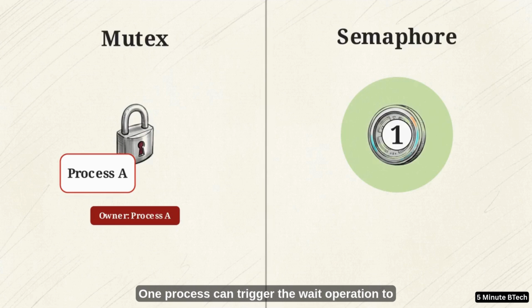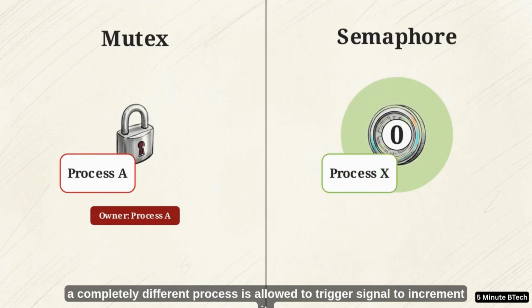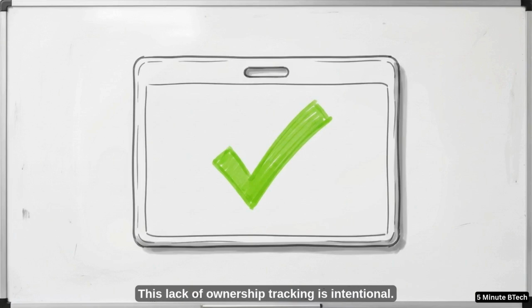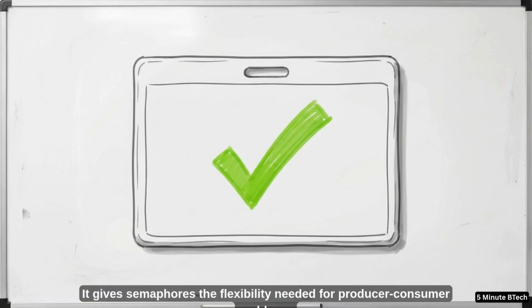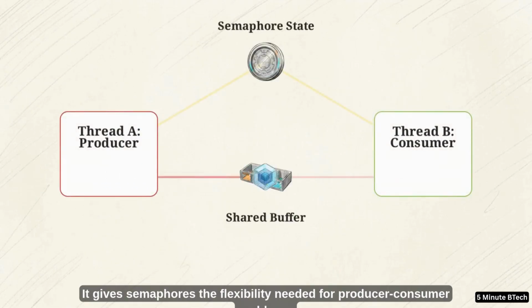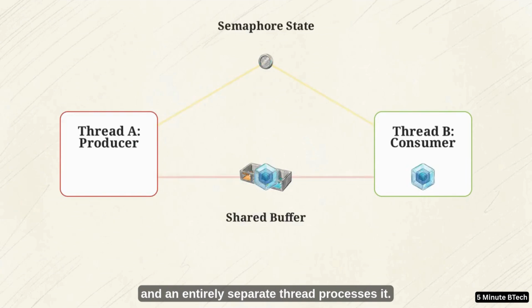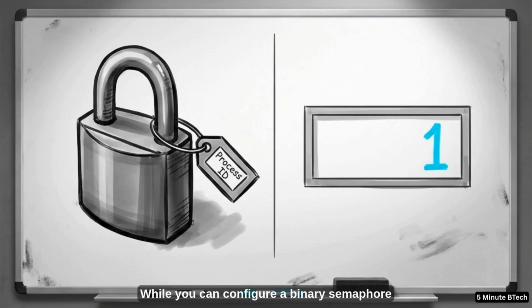One process can trigger the wait operation to decrement the counter, while a completely different process is allowed to trigger signal to increment it. This lack of ownership tracking is intentional. It gives semaphores the flexibility needed for producer-consumer problems, where one thread creates data and an entirely separate thread processes it.